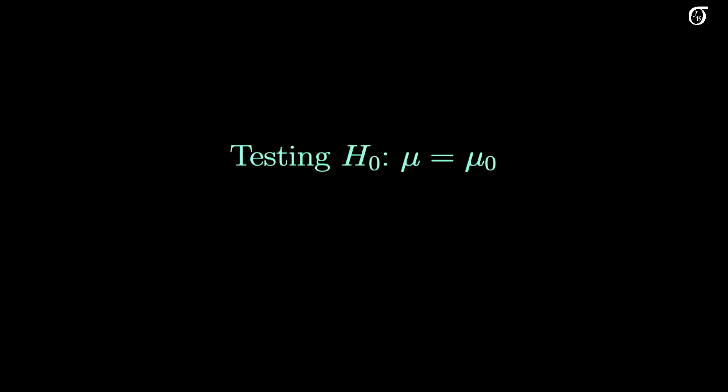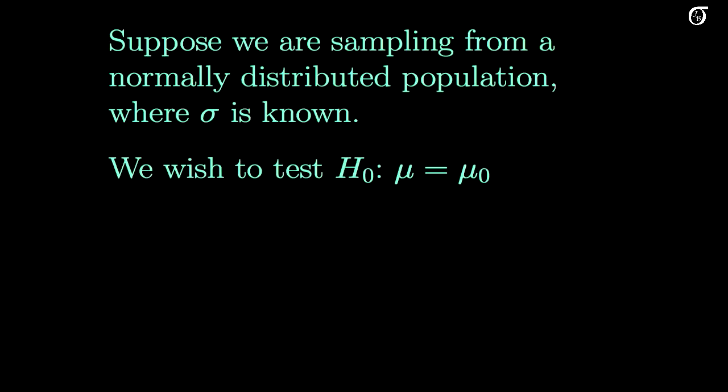Let's look at testing the null hypothesis that mu is equal to mu naught, and the question here is, should we be using a t-test or should we be using a z-test? Now, suppose we're sampling from a normally distributed population where sigma is known. This is going to be an important thing here. Normally distributed population, that's important. Whether we know sigma or not is also important. And we are testing the null hypothesis that mu is equal to mu naught.